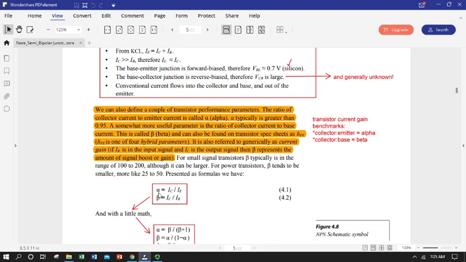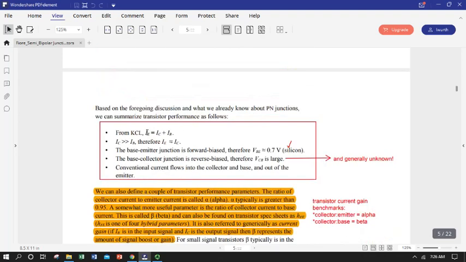We've got another performance parameter defined, alpha, and that's the ratio of collector to emitter currents, which, if the base current's approximately 0, alpha is going to be pretty close to 1. Beta tends to be huge. It's not unusual to see betas of around 100 or 200, and in fact, if you aren't given one and you need to approximate it, 100 is not a bad number to shoot for.